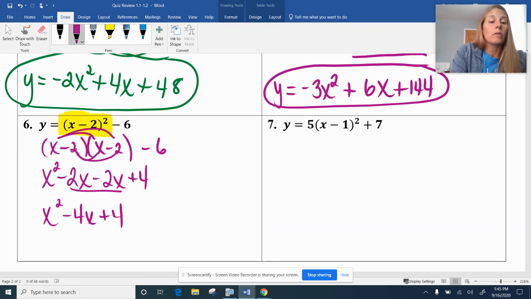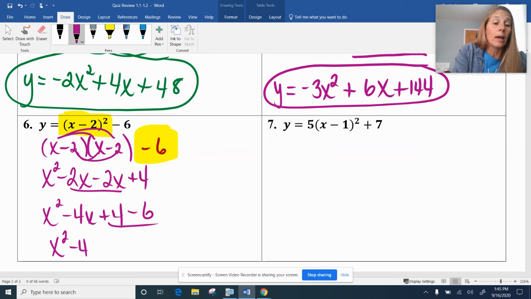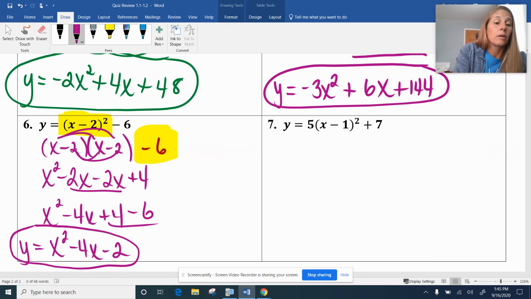Now, you'd think this is the answer. However, we also had this minus 6 at the end. So I have to make sure I combine that with any other like terms. And I do have that 4 there. So when I combine that, I get 4 minus 6, which is negative 2. So my answer here is x squared minus 4x minus 2. And that's now in standard form.